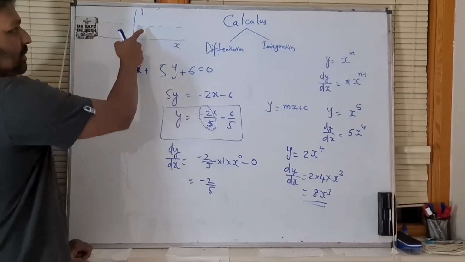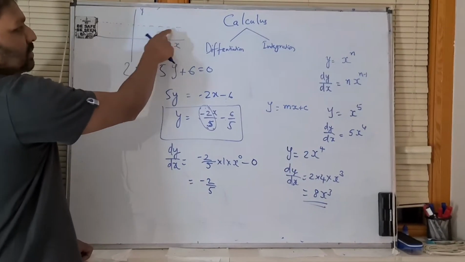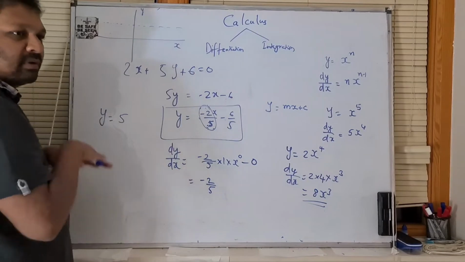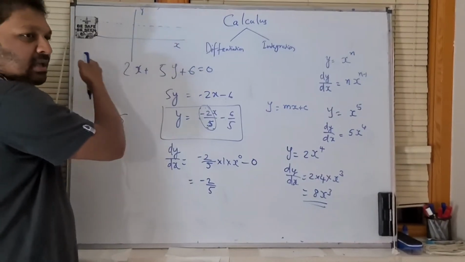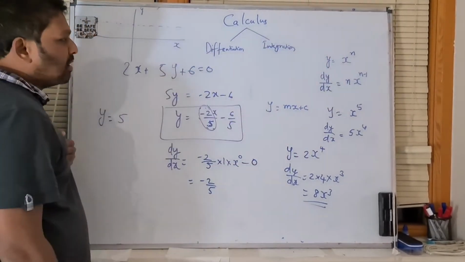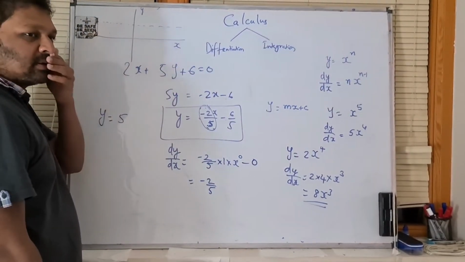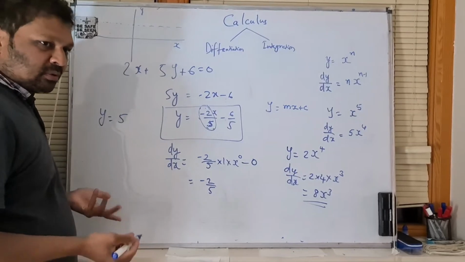Slope is 0. By looking at it, you get to know the slope is 0 because there is no change in the y. Y is flat. Y is always 5. No matter how you move in the x-axis, the y is constant. That means there is no change, which means the slope itself is 0.